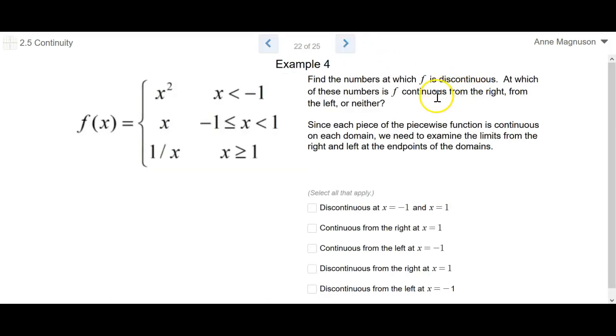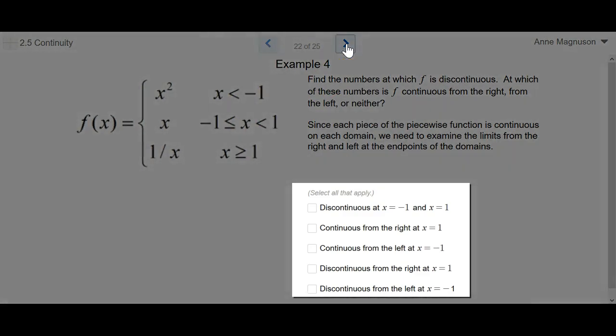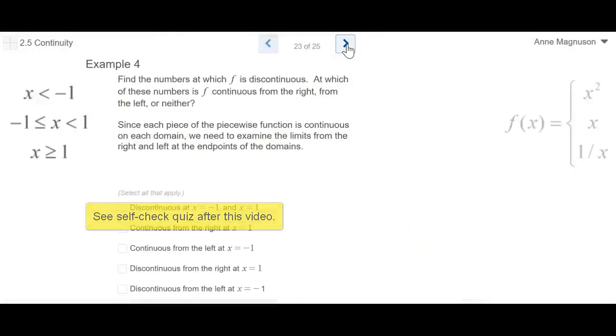Here's another example that I'll leave to you. With piecewise functions, you want to look at each individual function, and then you want to look at the endpoints to see if your limits work out from the right and the left.